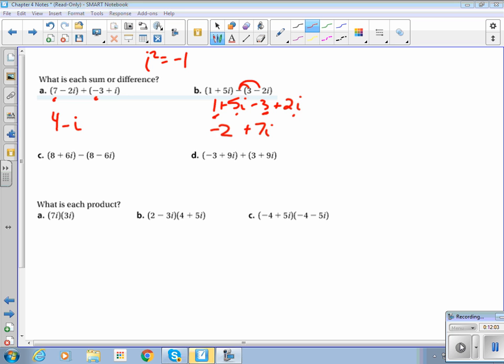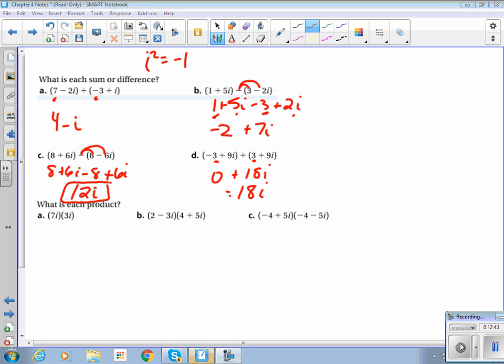Here I have the same scenario. I got 8 plus 6i, and I'm going to distribute the negative. So I have 8 minus 8 is 0, and 6i plus 6i is 12i. So my answer for C is just 12i. All right, last one. -3 plus 3 is 0, and 9i plus 9i is 18i. That's just equal to 18i.